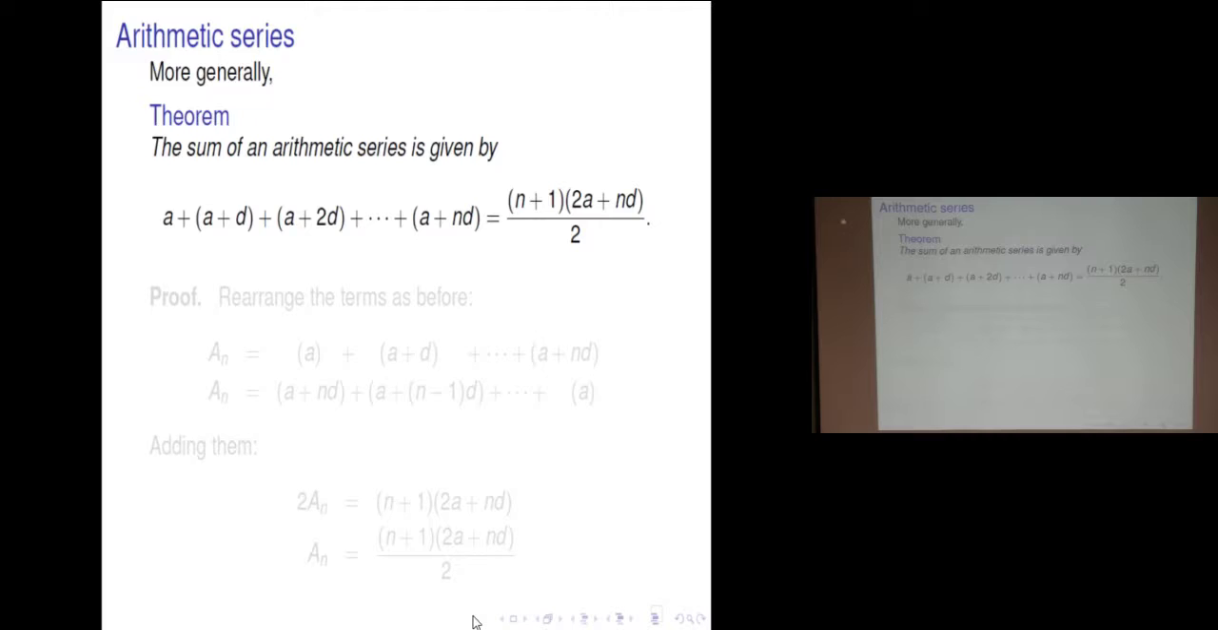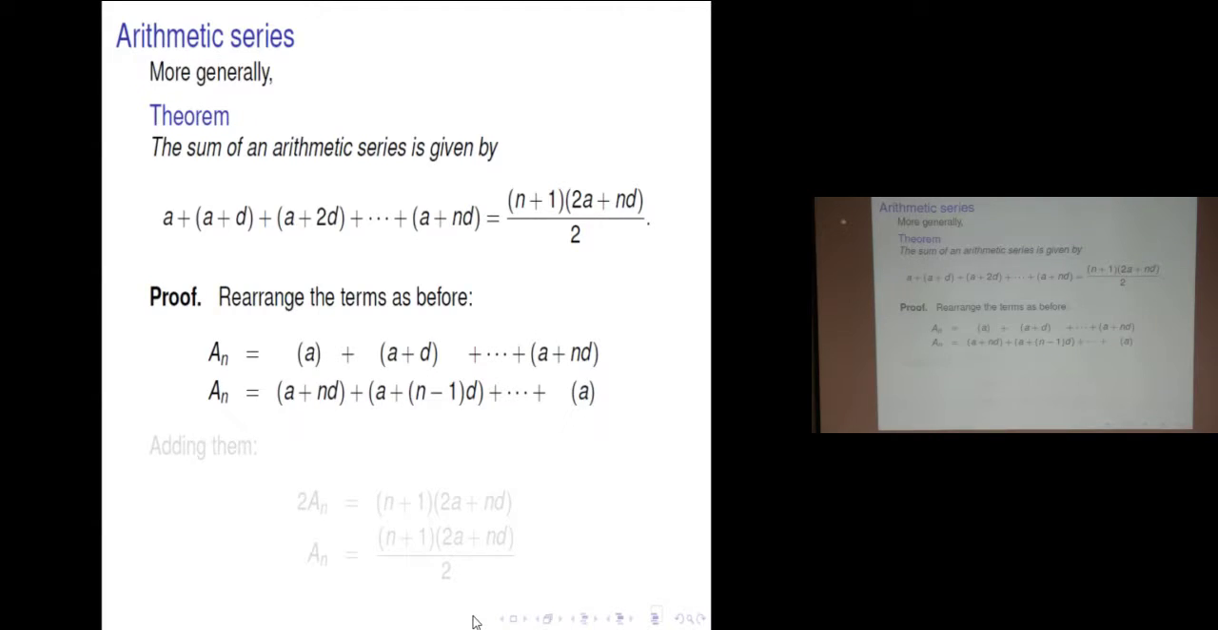Okay? Now I guess you know what is going on. So we are going to do the same thing. We write it forward, and then we write it backwards. Right? So you get these two, and then you add them. So each term will be 2a plus nd. Now altogether you have n plus 1 terms, so 2 times the sum is this one. So therefore the sum is of this form. Right? So this is exactly the same as the triangular numbers. Okay. Questions?